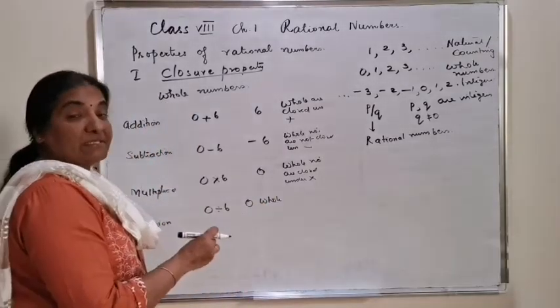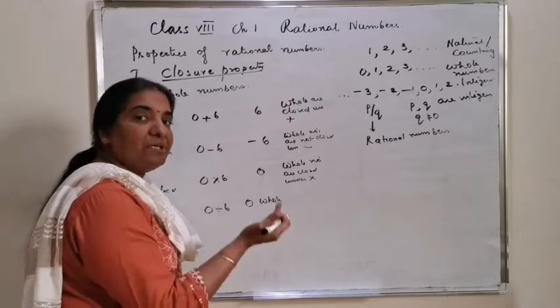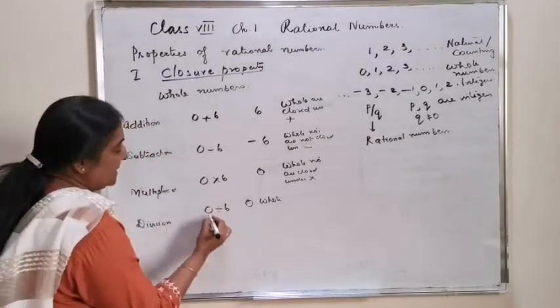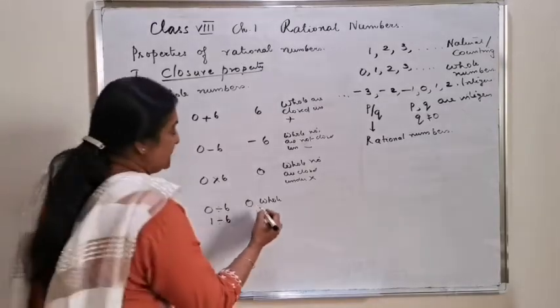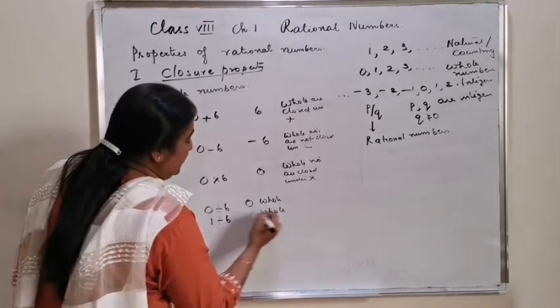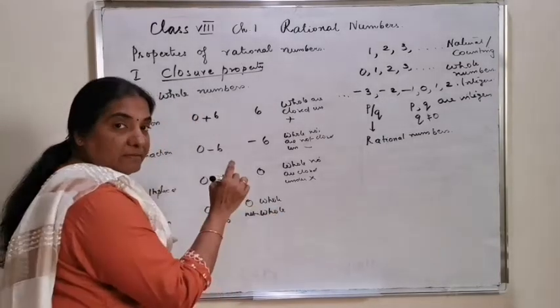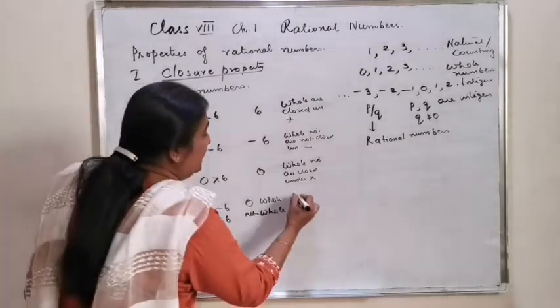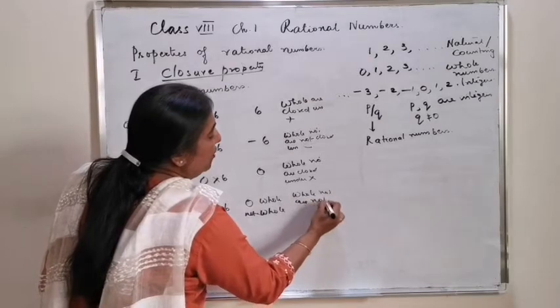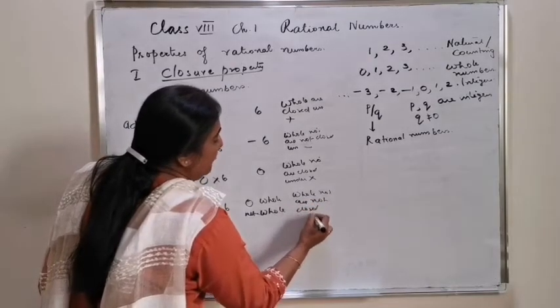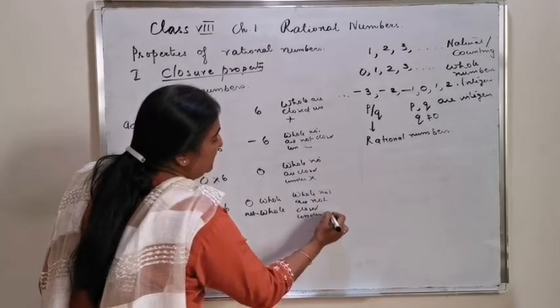But the whole number system includes other numbers too. Let me take the example of 1 and 6. 1 divided by 6 is not a whole number. That is, in general, whole numbers are not closed under division.